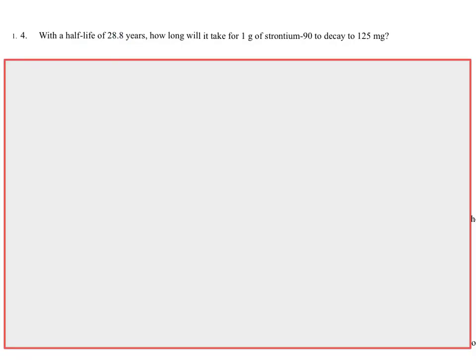All right, Chem Fam, let's look at question number 4 here. With a half-life of 28.8 years, that's the length of time it takes for half the material to go away every 28.8 years. We want to know how long it will take, so how many years for 1 gram of strontium-90 to decay into 125 milligrams.